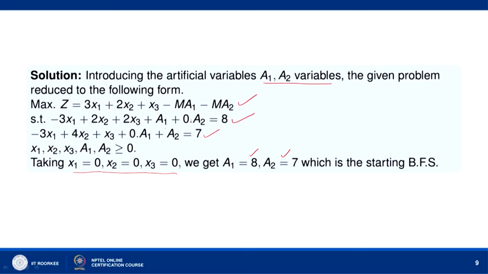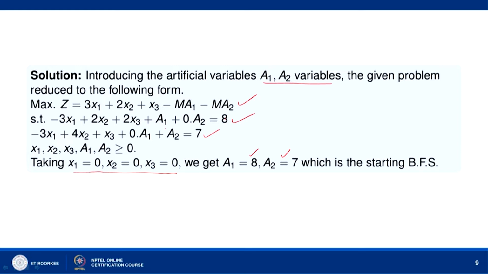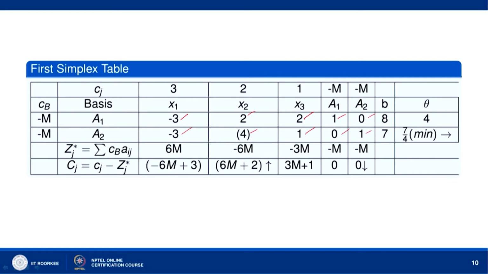So, 1 0, and then the a2 column has 0 1. So, 1 0 0 1, and the b column is the right hand side of the equations, 8 and 7. So, we get 8 and 7 here. Now, we can find Zj star.